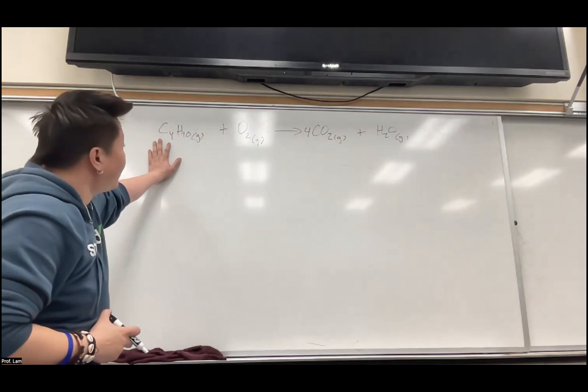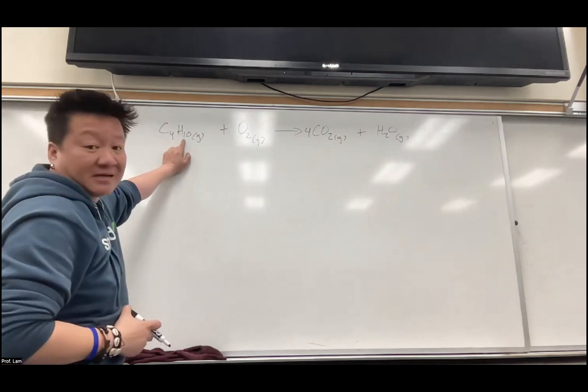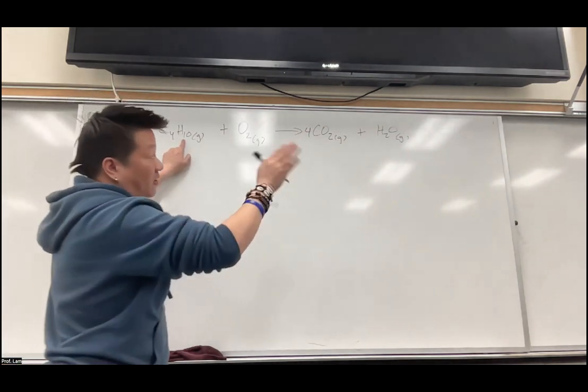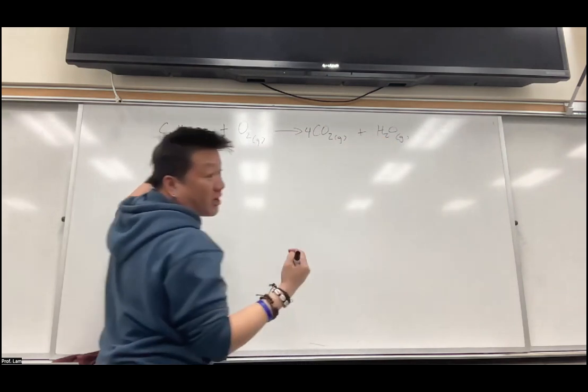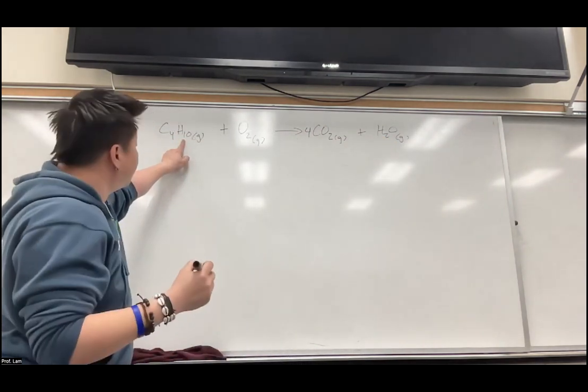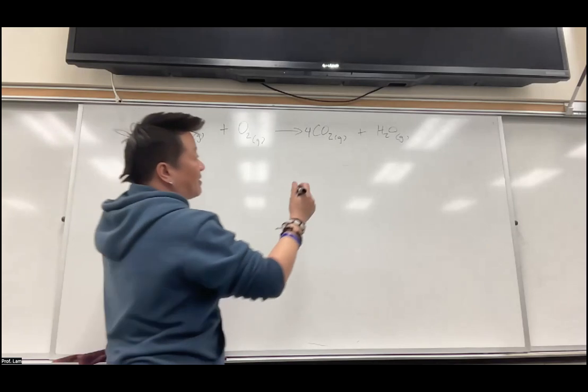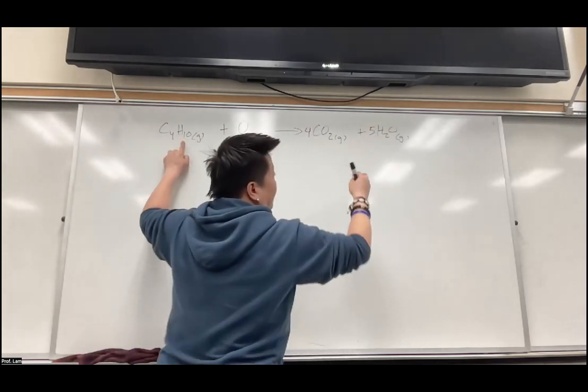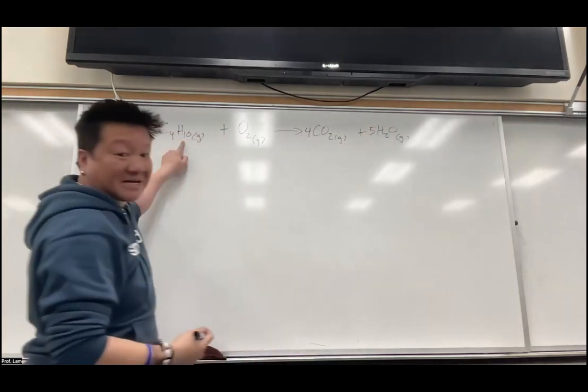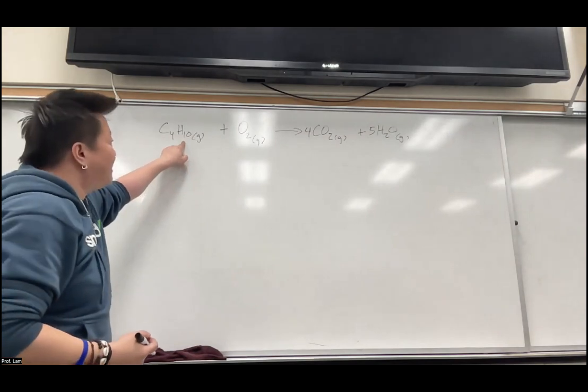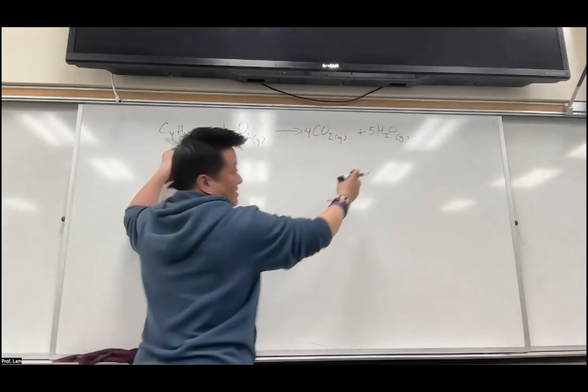Now I balance my carbon. Then I go to the next one. Got 10 hydrogens on the left side. On the right side, I see how many? Just 2 hydrogens. So what is the factor? How do I get to 10? 5. That's 5 times 2 gives me 10 hydrogens. And the one I last touched was this compound.